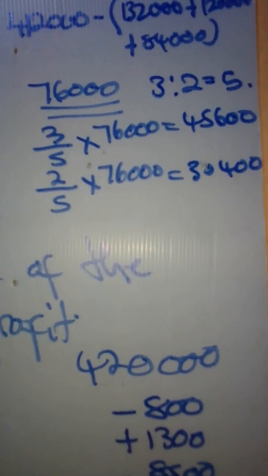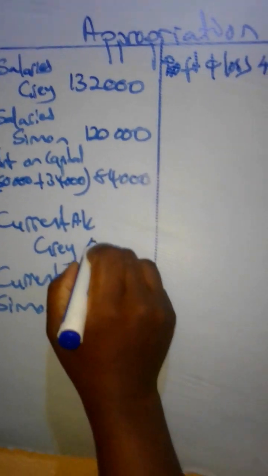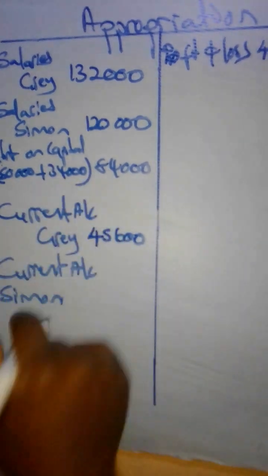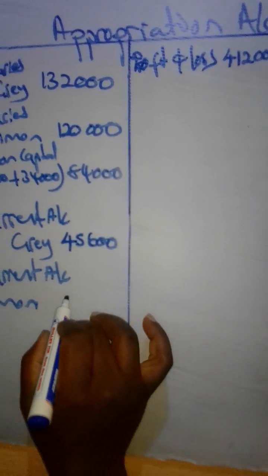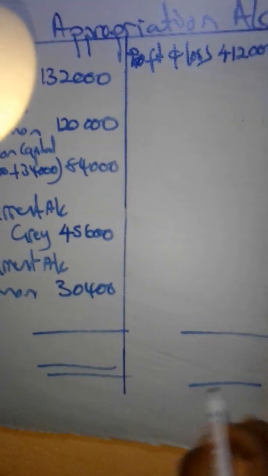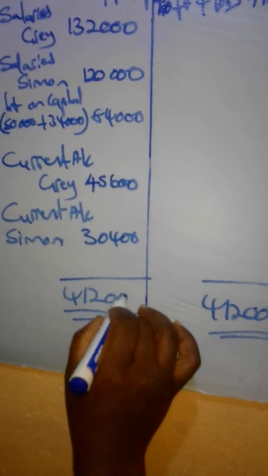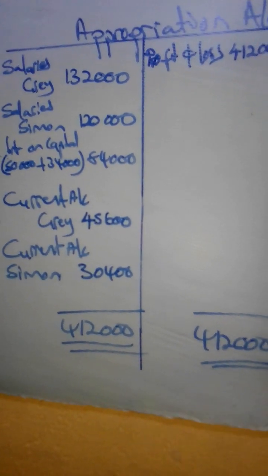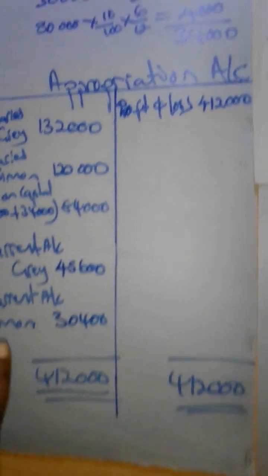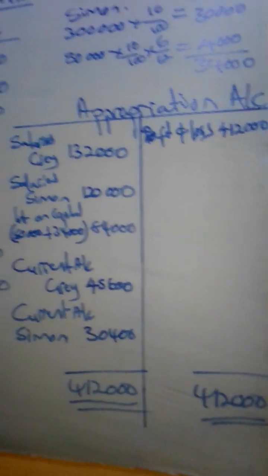We now come back to our appropriation account. We record that final distribution. Gray received 45,600 of the remaining profits, and Simon received 30,400 of the remaining profits. So once we are done here, it's 412,000. All the distributions have been done. So we have done the partnership accounts, the distribution of profit, the current accounts, and the appropriation account.